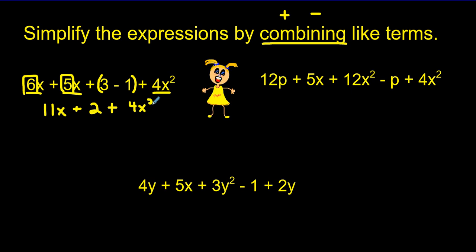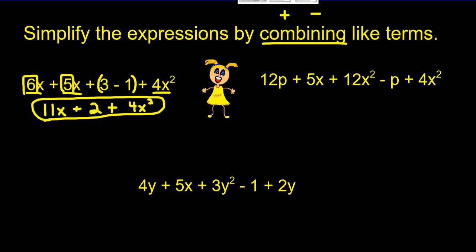Notice that the exponent is a 2 on this x variable, and 11x does not have an exponent, so those are not like terms. That means that this whole answer is actually our simplified expression, 11x plus 2 plus 4x to the second power. And thanks to our commutative property of addition, you could actually put these terms in any order that you want, since they're all being added together.